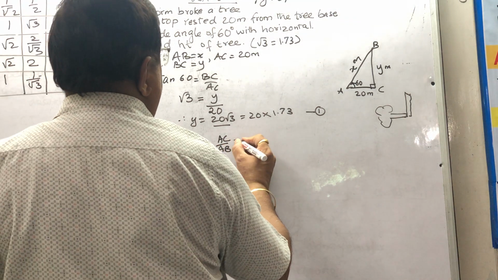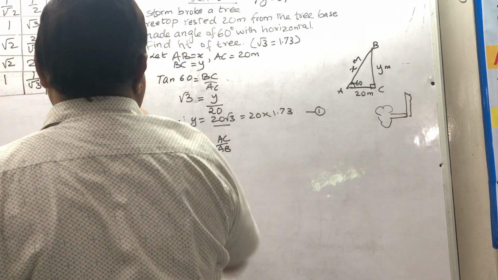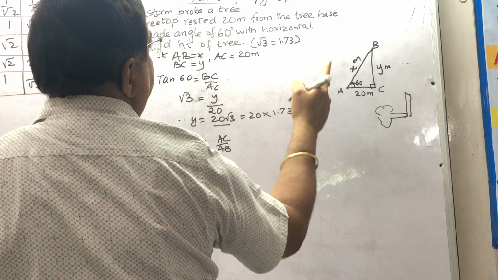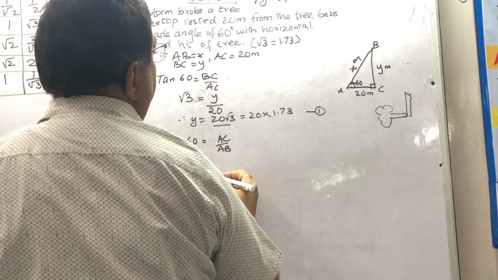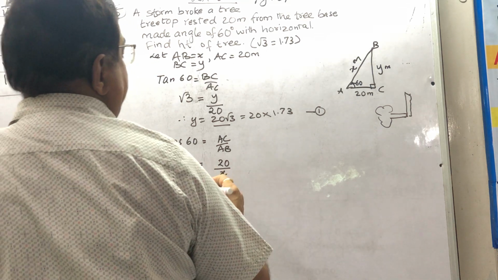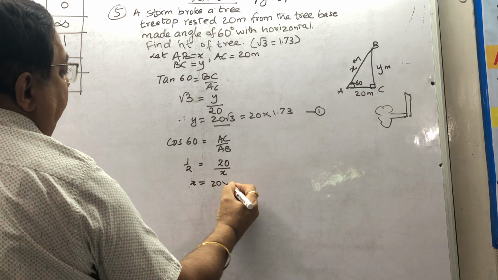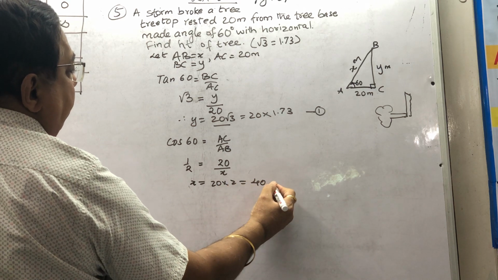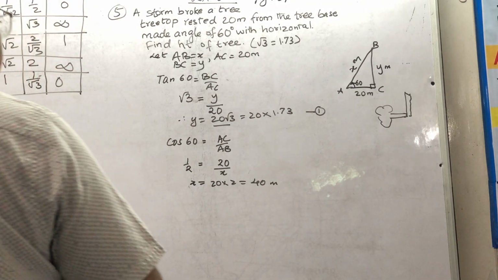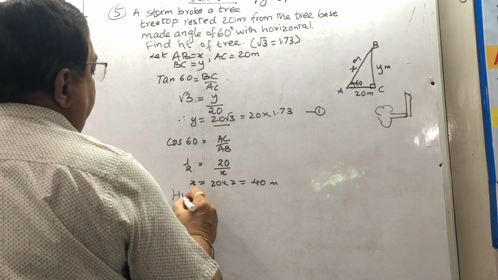So we are getting this. Sorry, cos 60 is half. You are seeing here carefully, AC in my book is 20. AB is x. Change the sides. X is 20 times 2, that is 40 meters. Okay, so I got this also. Perfect.